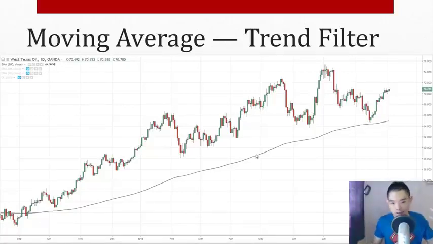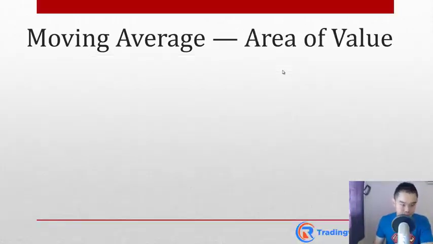Vice versa, if the price is now below the 200 MA, then you want to know that you only want to be shorting the markets. You don't want to be long. Okay, so this is how a moving average can serve as a trend filter.